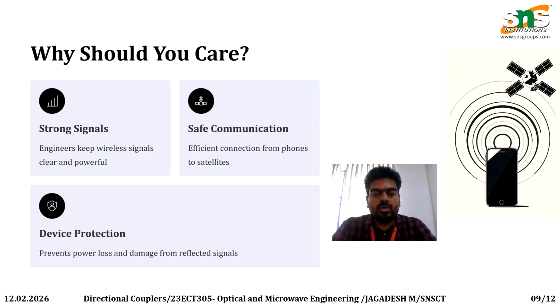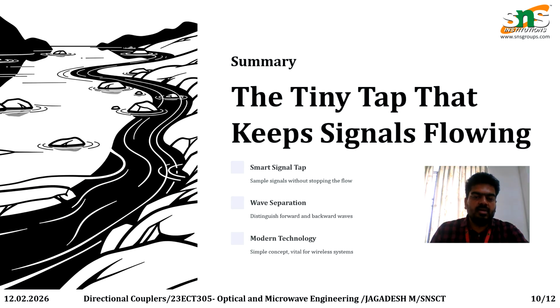Why should you care? It means strong signals. Engineers keep wireless signals clear and powerful. This is one of the requirements for why we go for this. And safe communication: only the source point and the destination point are able to catch and understand the signal. So safe communication is important, and the directional coupler plays a role in safe communication too. And device protection: it prevents power loss and damage from reflected signals. So these are the reasons why we go for this.